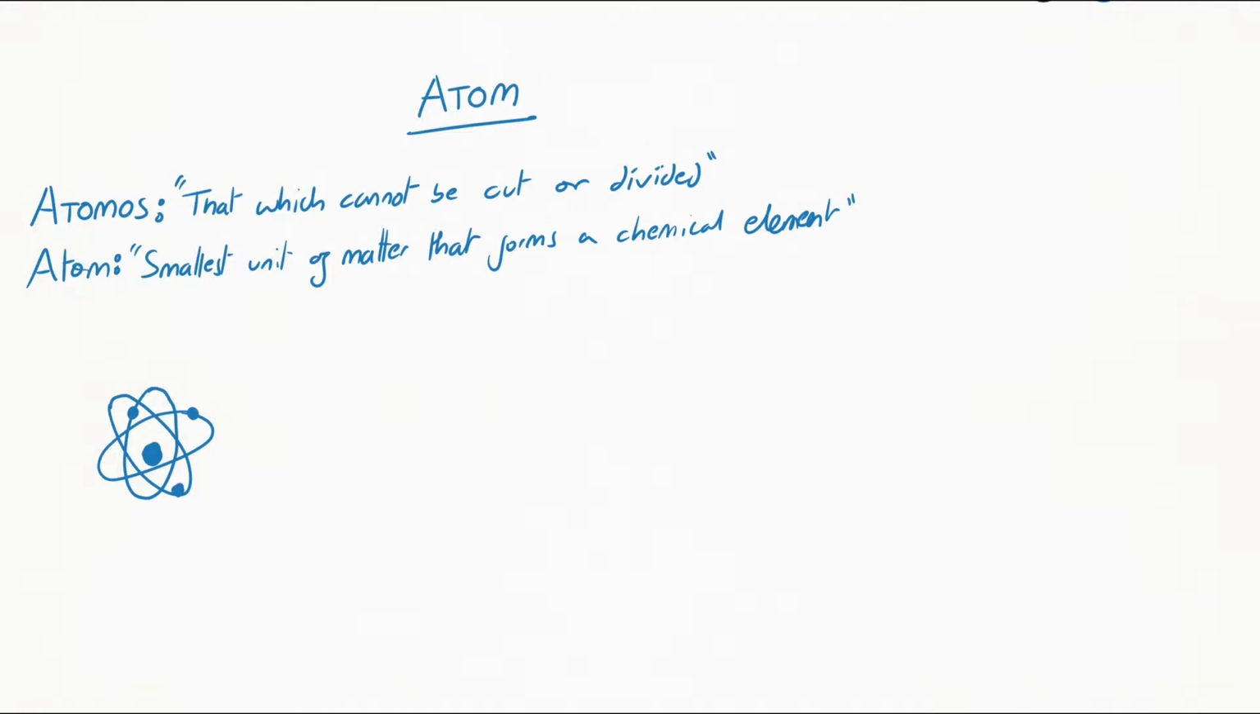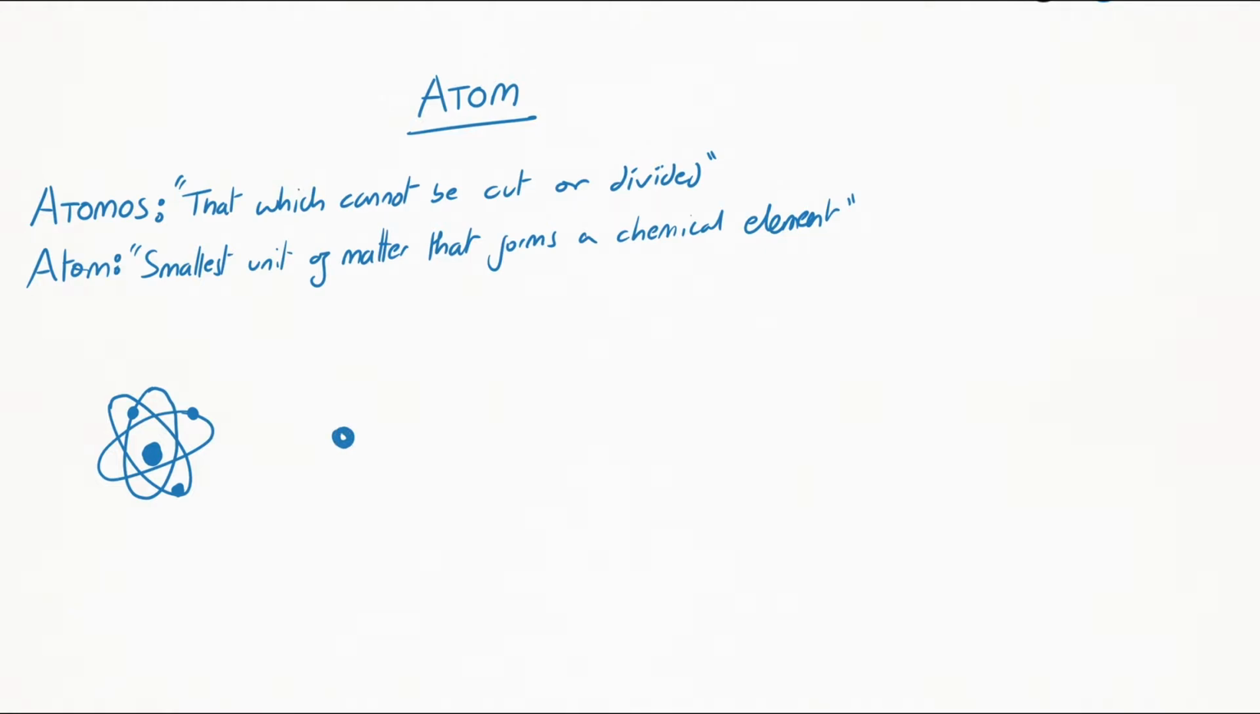Now, why is this model not used? Well, in this model, you can see that the electrons are travelling around the nucleus, and it looks like they've got set paths. This simply isn't true.